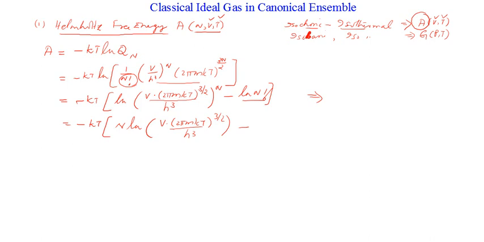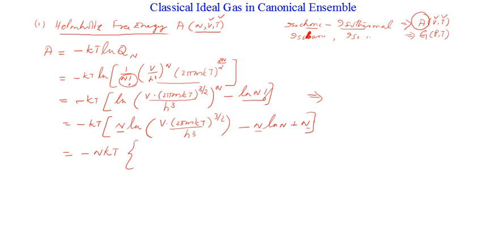Now, when I apply Stirling's approximation expansion, this will be equal to minus n log n, minus, and plus n, that will be the thing. Can't you see that n is common factor in all the three terms? So you can take that one outside, so that will become minus nkT.